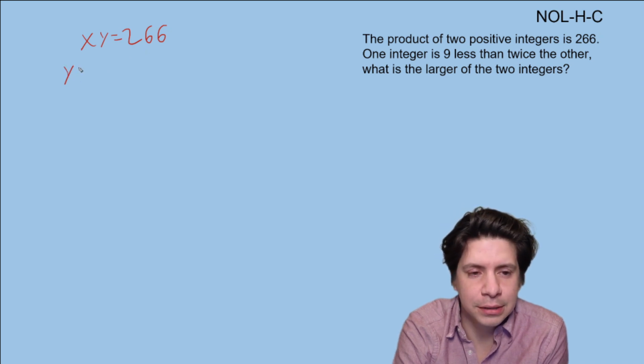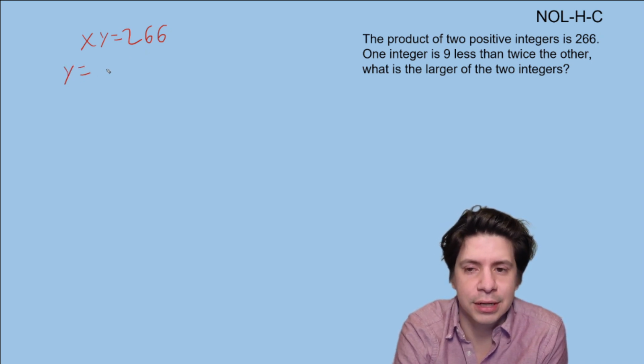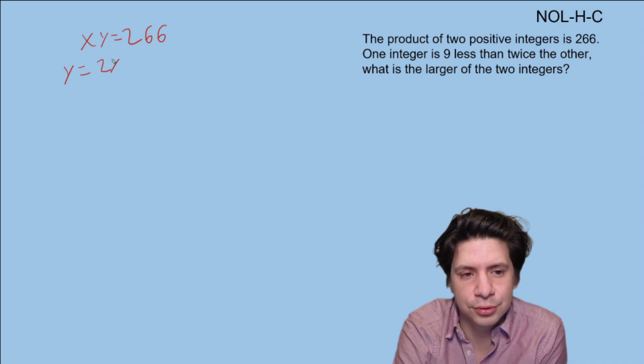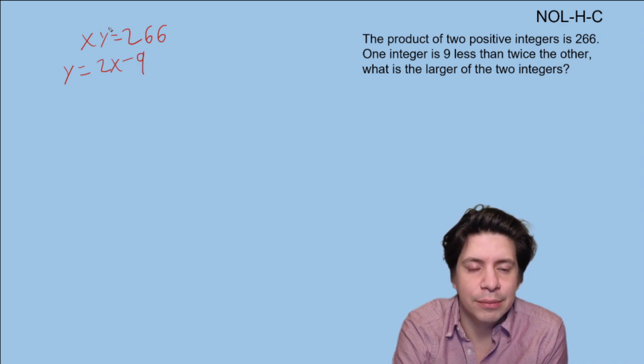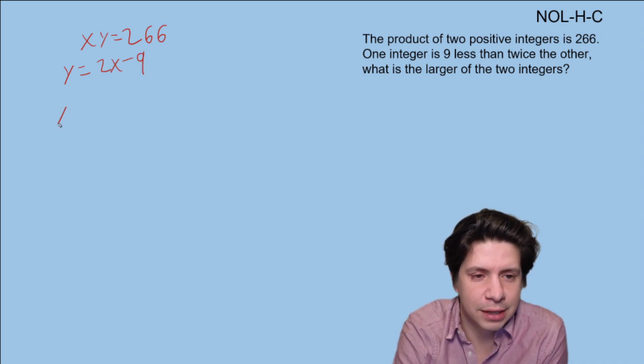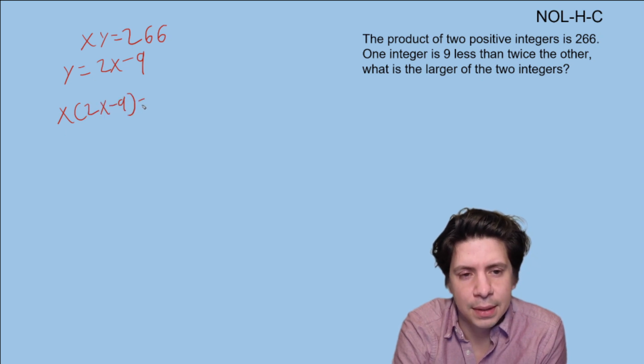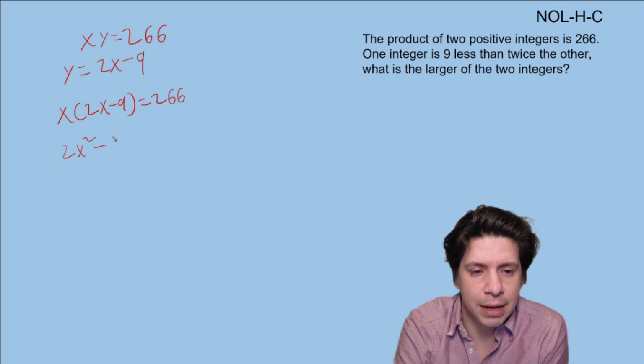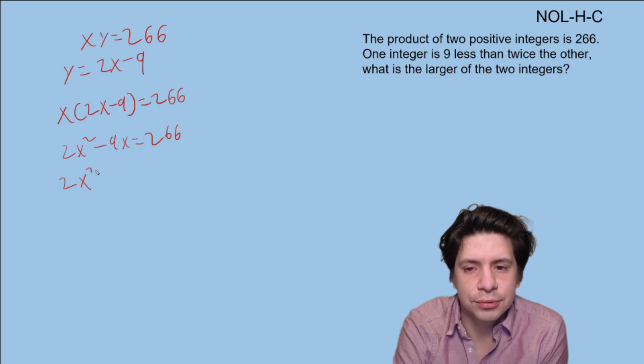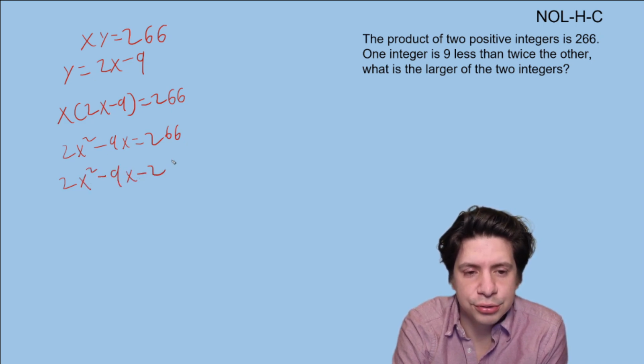One integer is 9 less than twice the other. So let's say y equals 9 less is going to be subtracting. Twice is multiplying by 2, so 2x minus 9. Then we can plug that in for y in the first one, and we get x times 2x minus 9 equals 266. We'll get 2x squared minus 9x equals 266. Move the 266 over. We get 2x squared minus 9x minus 266 equals 0.